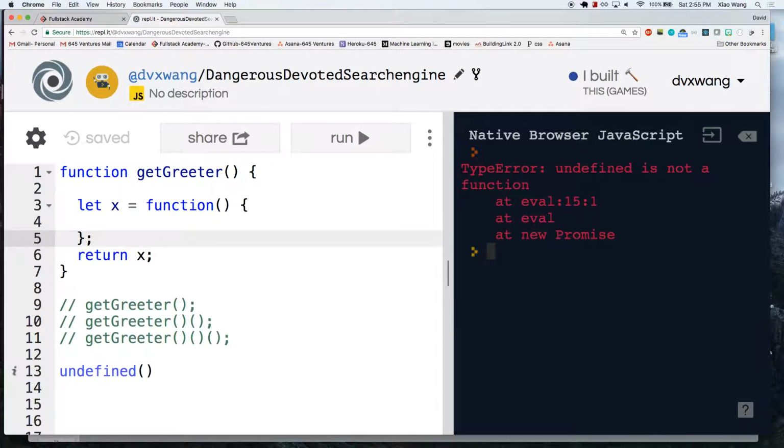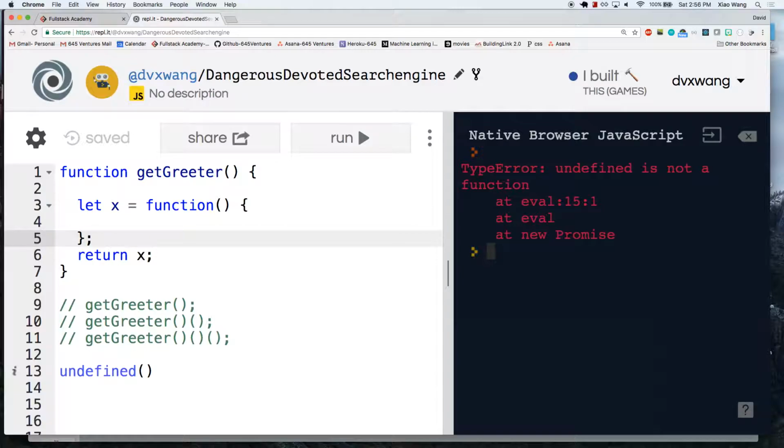This is literally what I mean when I say for the most part the console logs don't matter. This is what your code actually looks like to a computer in terms of processing order. Get greeter gives you back this anonymous function. You said that, right? Get greeter returns x, which is an anonymous function. I invoke that function. This function is empty. It gives back undefined.